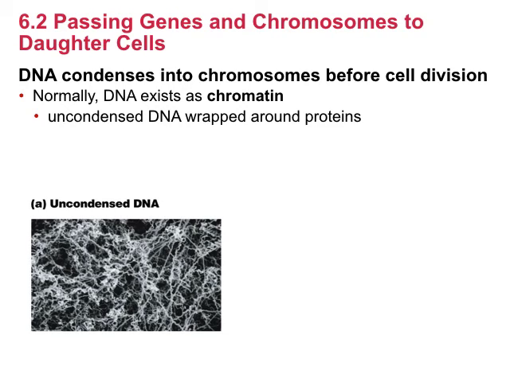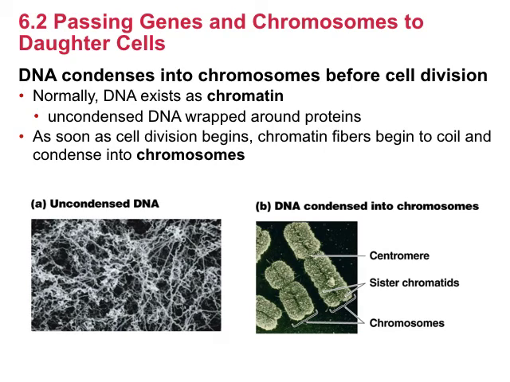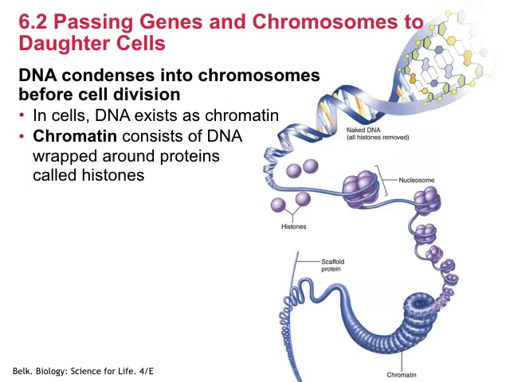But as soon as cell division begins, chromatin fibers begin to coil and condense into chromosomes. So these are the characteristic X-shaped chromosomes that you hear about and that we talk about in biology. We'll actually talk about chromosome structure later on, so you'll know exactly what's going on. But just know that a chromosome is condensed chromatin, right?